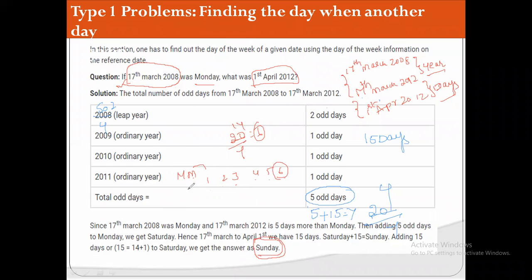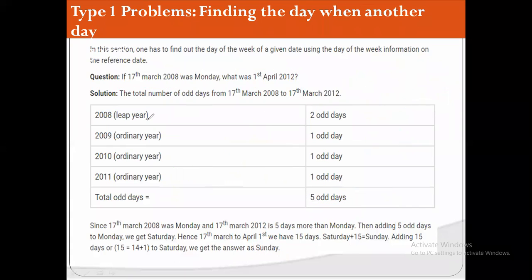Or one day back again we can go, because one day back means it is a Sunday. So total 6 odd days we have calculated. So like this we can solve the problems. So 17th March 2008 to 17th March 2012, 5 odd days. Again from 17th March to the 1st April we have calculated 15 odd days, and total it is 20 divided by 7.